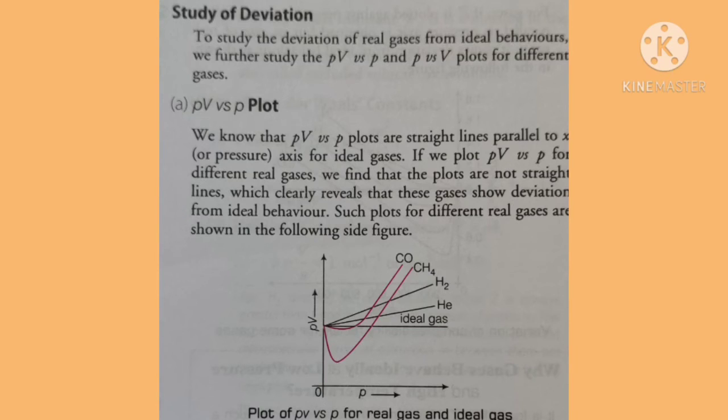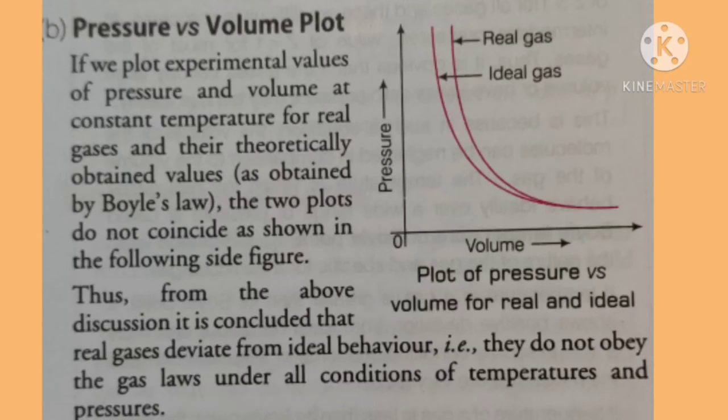Now the second condition, the pressure versus volume plot. This you can see in the graph. If we plot experimental values of pressure and volume at constant temperature for real gases and their theoretically obtained values as obtained by Boyle's law, the two plots do not coincide as shown in the following figure. You can see the two, one curve for the real gases and the other curve for the ideal gas.